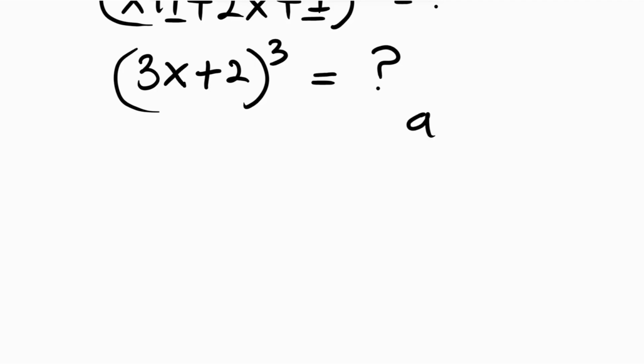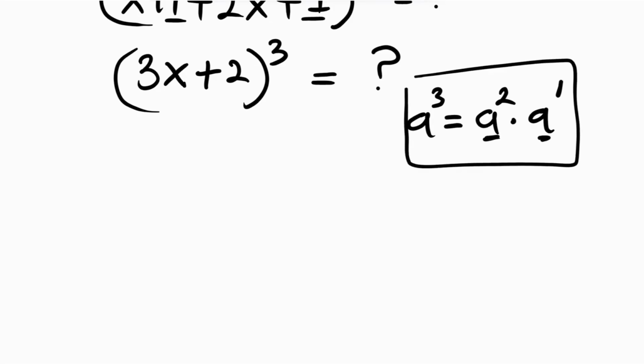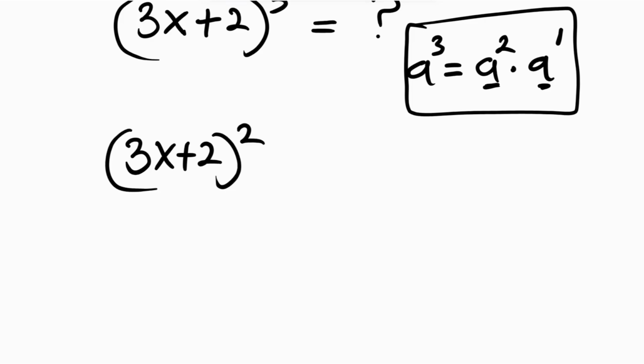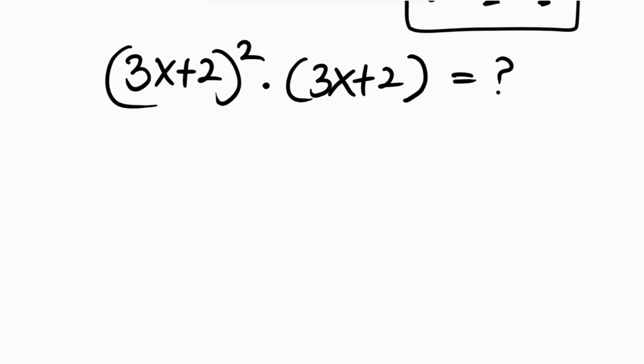So let's say a raised to the power 3 can be in the form of a squared times a raised to the power 1. That way, since we have the same base, we can add the powers. So this makes sense. So let's rewrite this. So this becomes (3x plus 2) squared times (3x plus 2) as well.